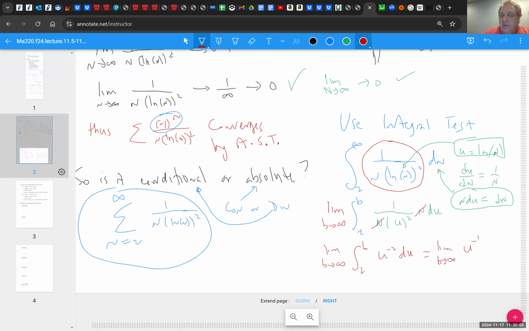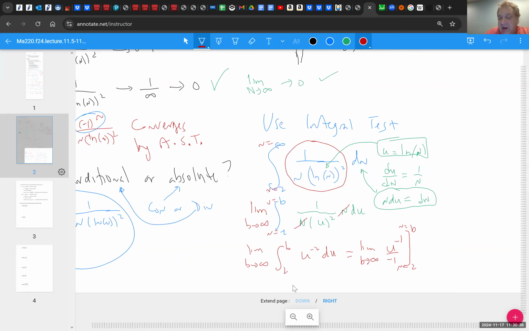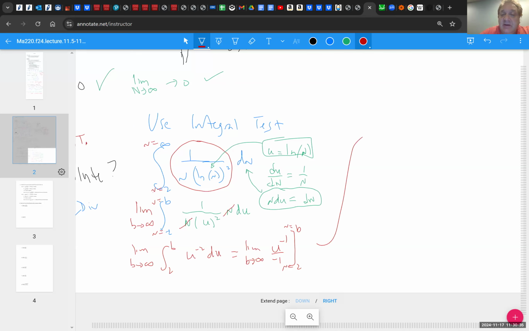We get u to the negative 1 over negative 1, and this goes from 2 to b. Now, please remember, these values are n values. We have n equals 2 to n equals infinity. We never change these values. This is n equals 2 to n equals b. You may not plug these values into u because they are not u values. They are n values. So you need to either change them into n values, or substitute back in terms of n. I'm going to substitute back in terms of n.